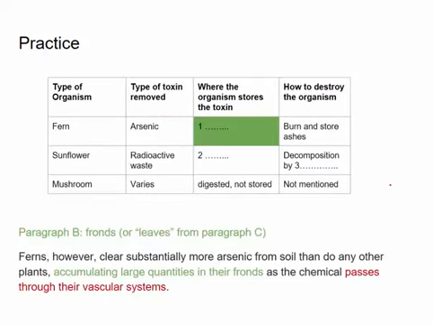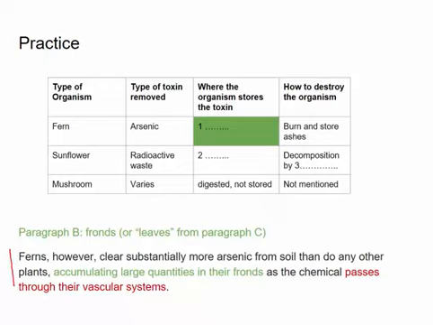Number 1, in paragraph B, we find that ferns keep toxins in their fronds. It says that idea down here in this particular segment. It says ferns, however, clear substantially more arsenic from the soil than do any other plants. Arsenic is the toxin being discussed, of course. And the part in green here is the key part: accumulating large quantities in their fronds as the chemical passes through their vascular systems.